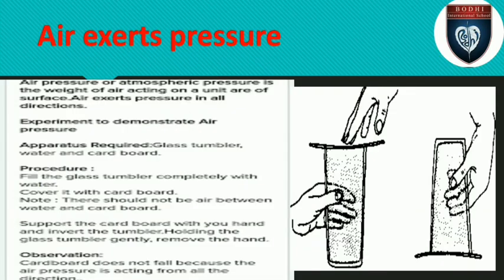Air exerts pressure. Here is another activity to show that air exerts pressure. Air pressure is the force exerted on your body by the weight of air molecules. To prove this, you will need a soft drink can, a glass tumbler, and a screwdriver. What to do? Make a hole in the can with the help of a screwdriver.